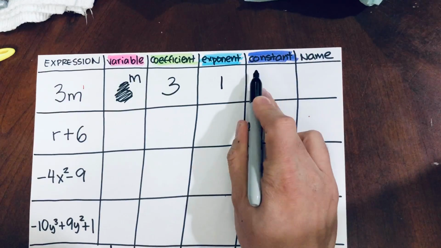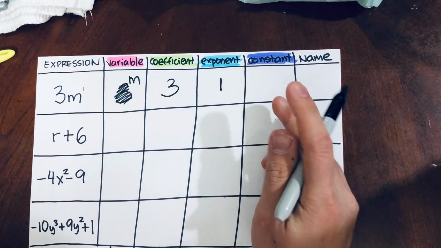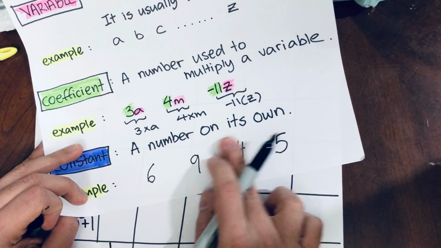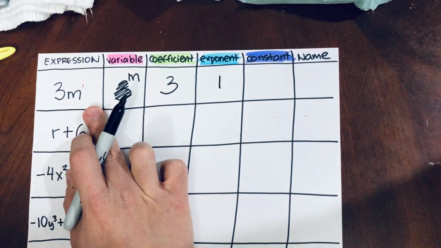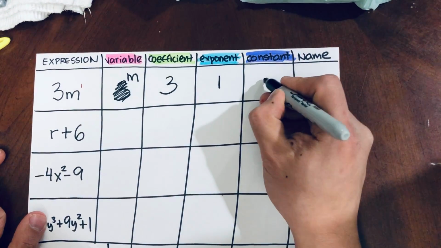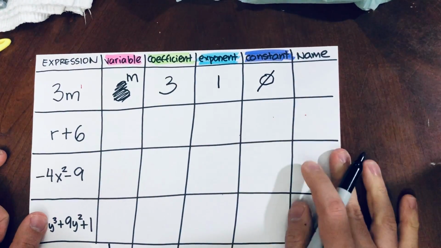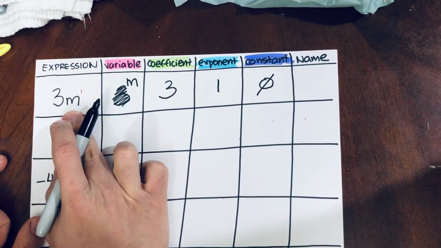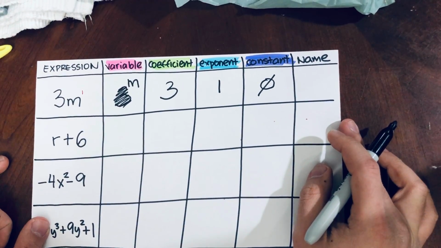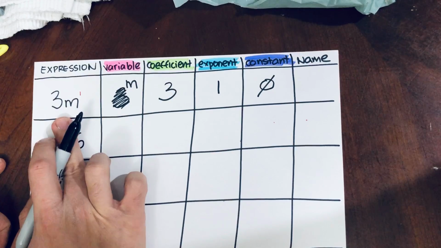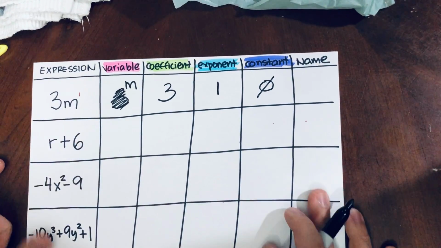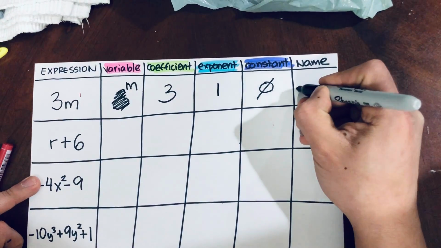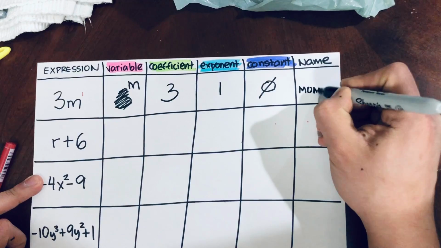Do I have a constant? It says over here, constant is a number on its own. Is there a constant over here? No. So it's 0. Now, how many terms are there? There is only 1, so because of this, what is the name of this expression? If you say it is a monomial, well done.